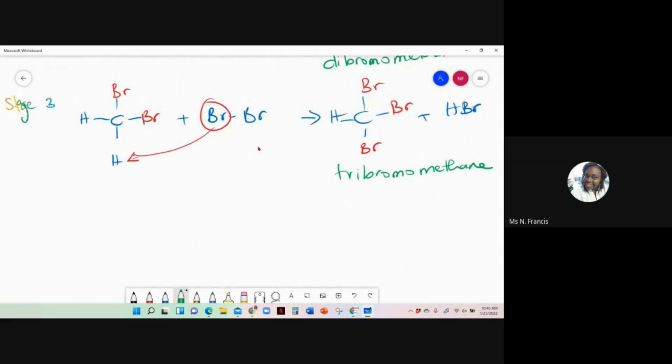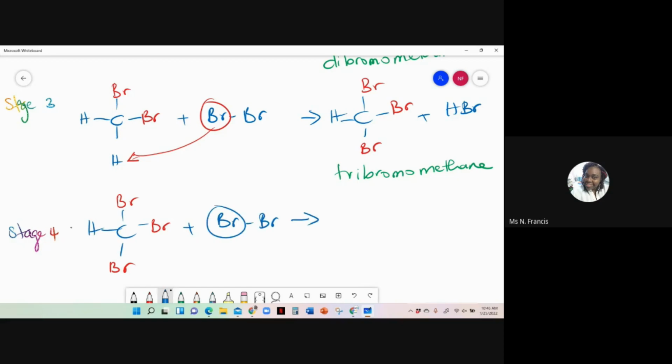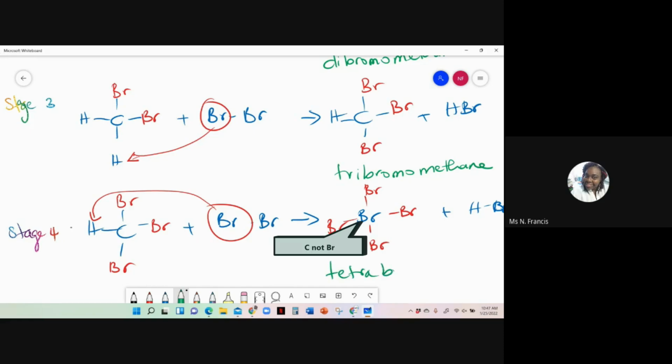Then the last stage, which is stage 4. Bromine again is going to substitute. All right, and this is what is being formed now. So all my hydrogens have been substituted. So what is being formed now is tetrabromomethane.